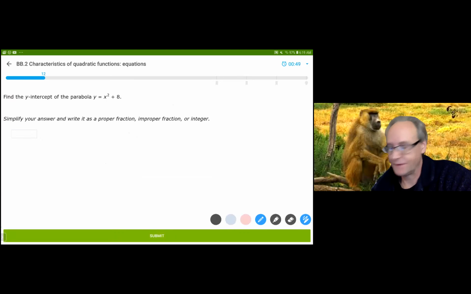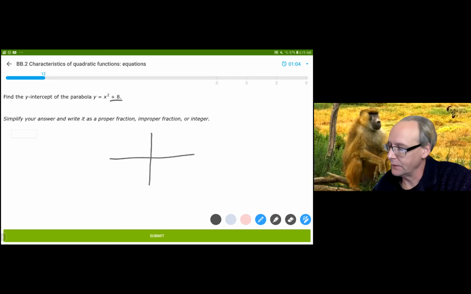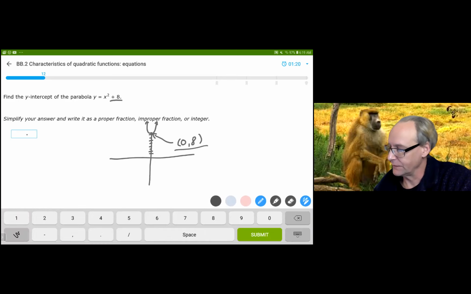Find the y-intercept. Clearly, when x is 0 is where our vertex is going to be. The y-intercept is going to occur when x is equal to 0, and this is at (0, 8), which looks something like this. (0, 8) is our y-intercept, and they just want the 8 part.